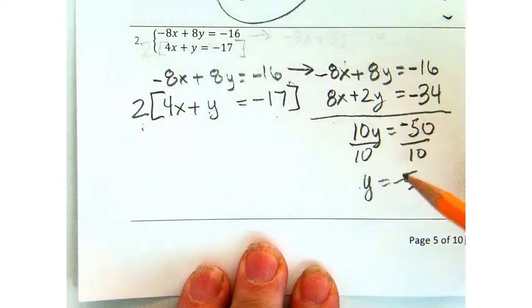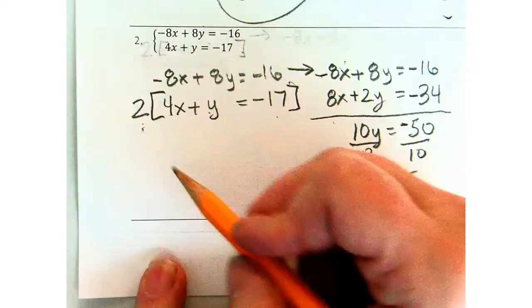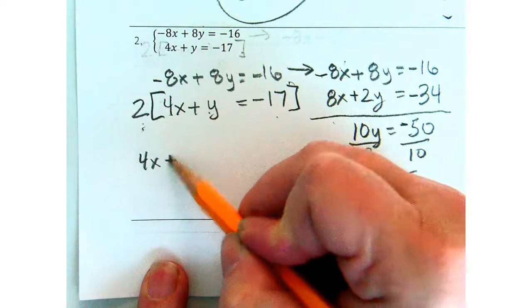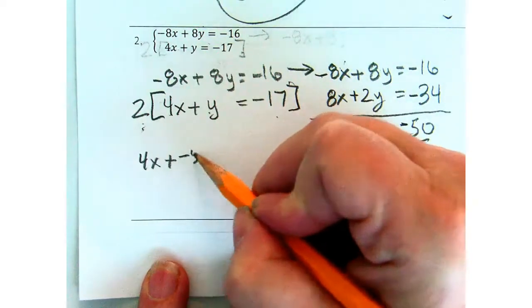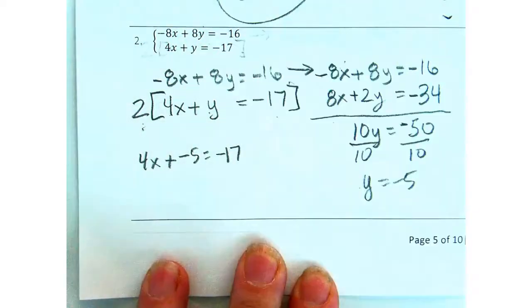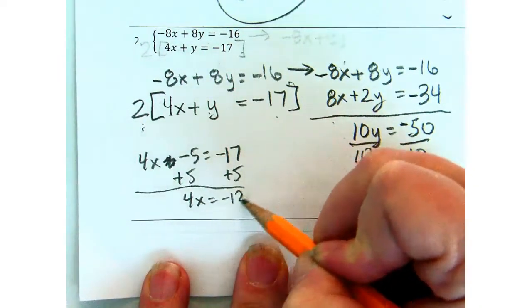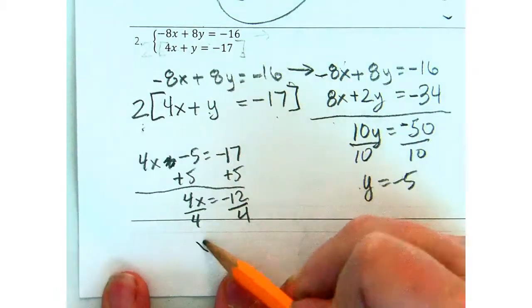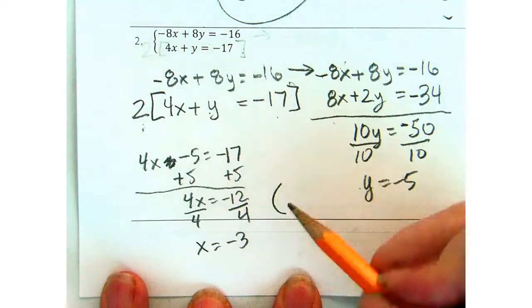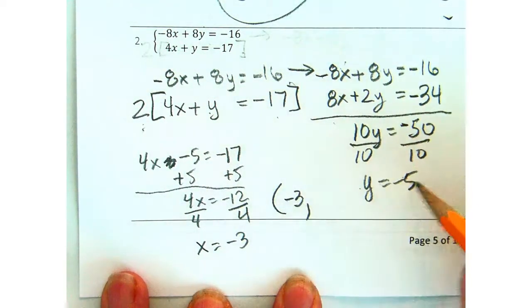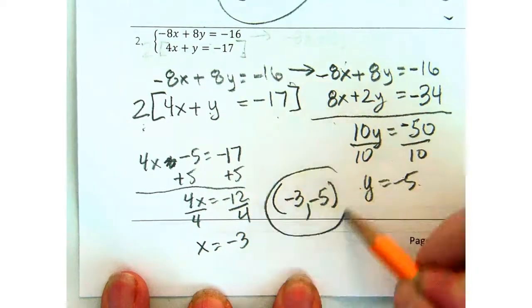Once I have the y value, I can plug it back into one of the original equations to solve for x. I choose the second equation because it looks easier. The solution is -3, -5.